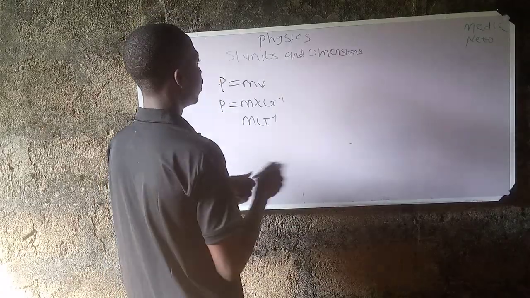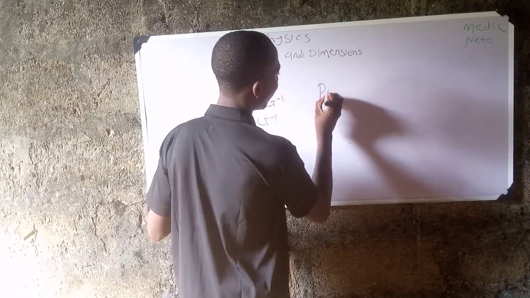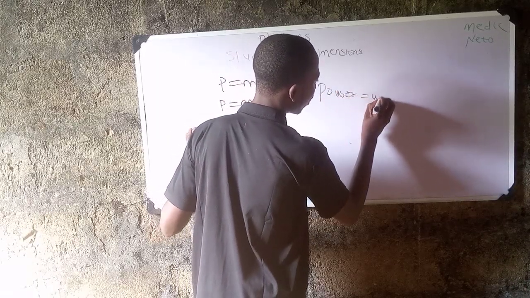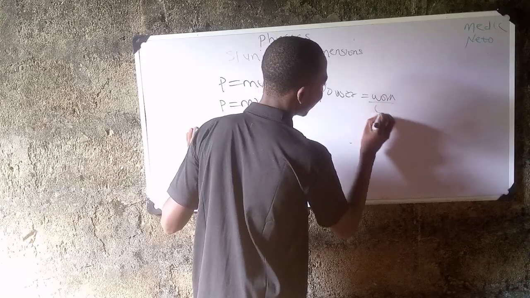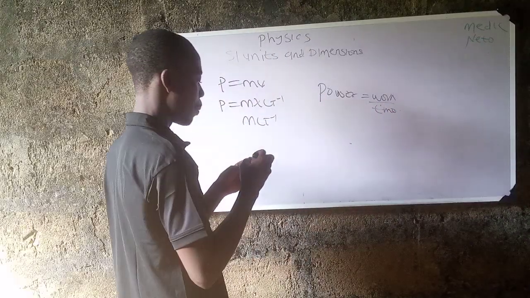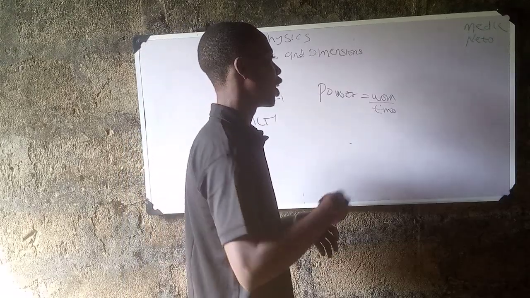I'm going to give you this one to treat in the comment section or try it on your own. Find the dimension of power. We all know that power is work over time. So find the dimension of power. If you can drop it in the comment section, good. If you can do it on your own, good.